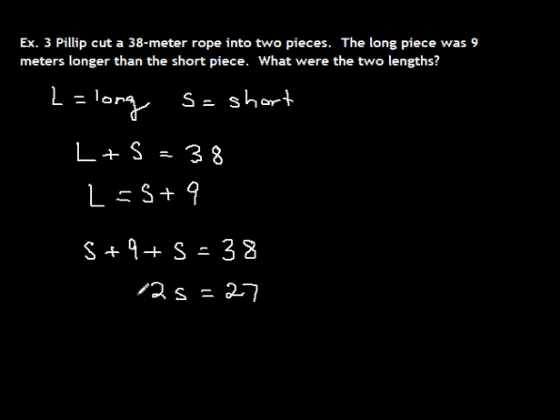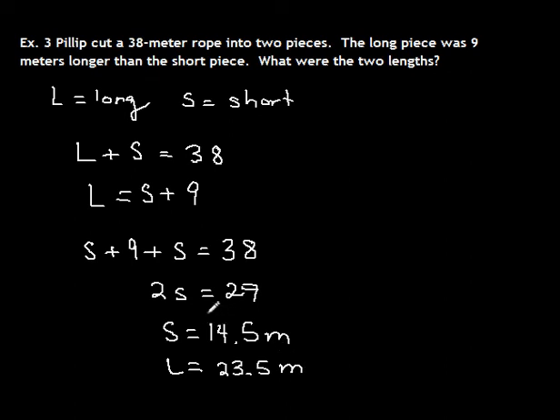So anyway, should be 29, duh. Okay, and we're going to divide that by 2, and we get the short piece is 14.5 meters. Now they don't specify, just keep in mind that sometimes you can have fractions. So if the short piece was 14.5, the long piece is going to be 9 meters longer, so just add 9 to that, and we get 23.5 meters.